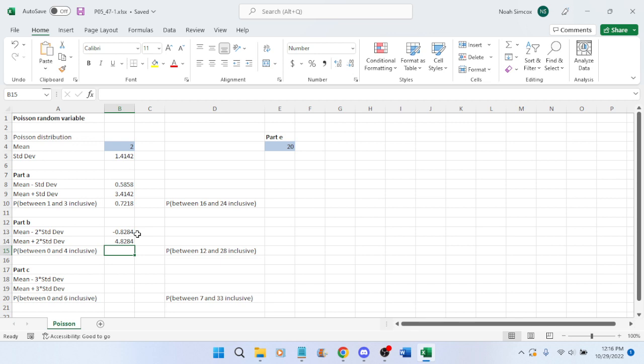Come on. I have no choice but to just go with what it says, which is between 0 and 4. I'm sure I did this right. 2 plus the mean plus 2 times B5.